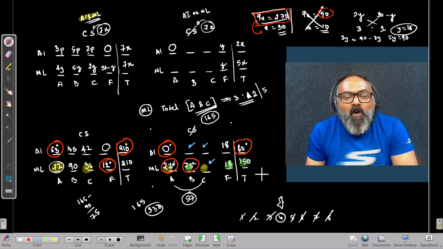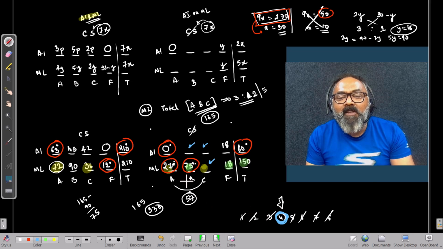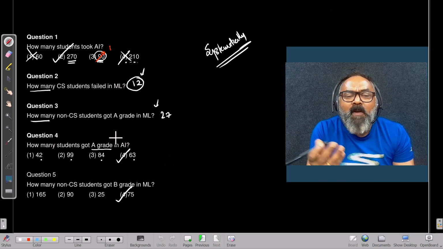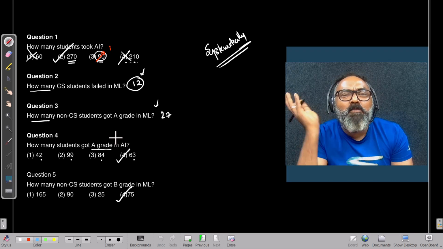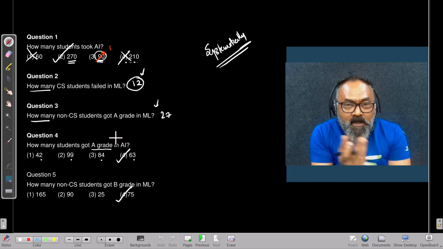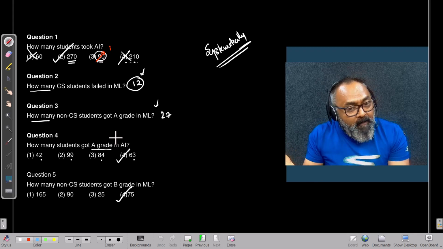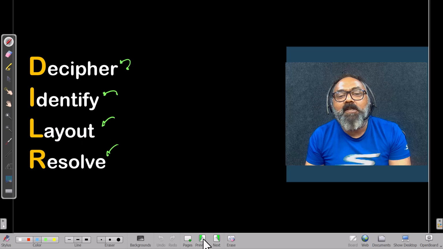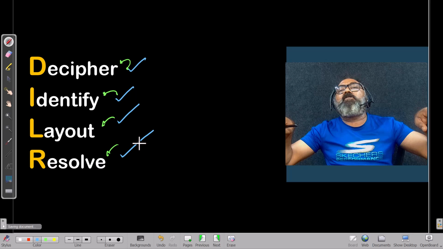Number three, if for whatever reason you could not figure out one question, maybe you could not figure out this to be 27, this logic here, there is no problem. We've solved 3 questions out of this 5, we'll move to the next set. Maybe we'll solve 4 questions out of the 5, we'll move to the next set. There is no necessity that you have to solve every single question. You move on and then you can solve this. So that is a process. What is the process of deciphering, identifying, layouting and resolving? And I hope this made sense.